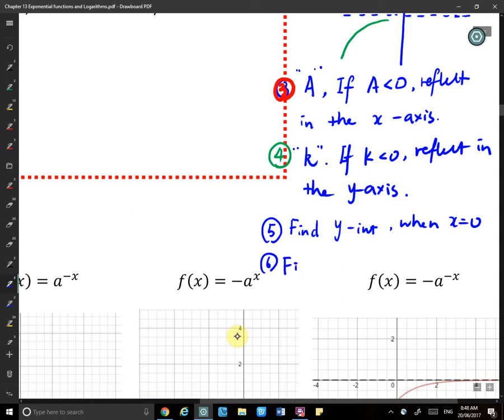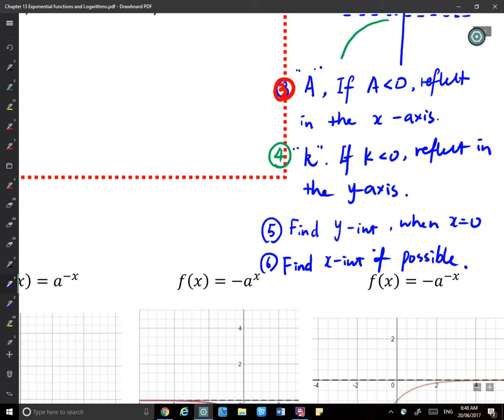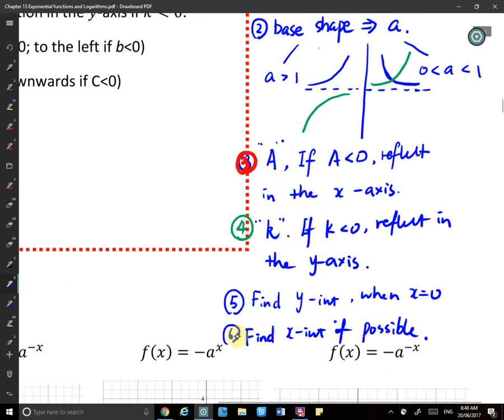Number 6, find x-intercept if possible. Not all graphs will have an x-intercept. But you can see it after you roughly sketch the shape of your graph, and you can see whether there's an x-intercept or not. Okay, that's the 6th step.